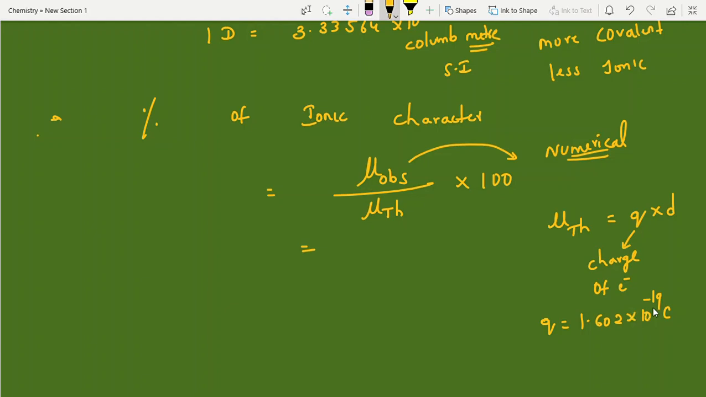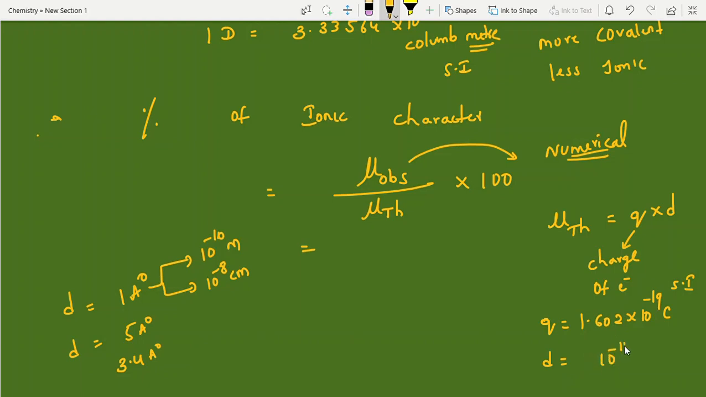Coulombs is an SI unit, students. Then if they give the distance like 1 angstrom, or 5 angstroms, or 3.4 angstroms, we have to convert angstroms into meters or centimeters. 10 to the power of minus 10 meters, 10 to the power of minus 8 centimeters, right? So if it is SI unit, you can take it as 10 to the power of minus 10, right? Clear my point?